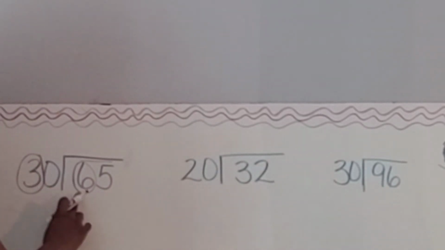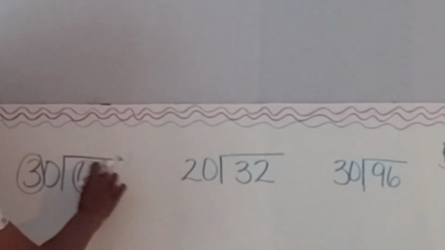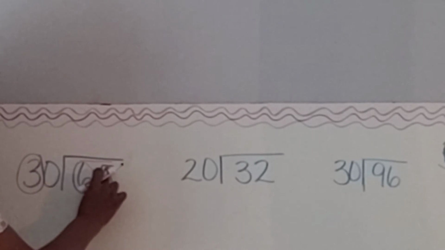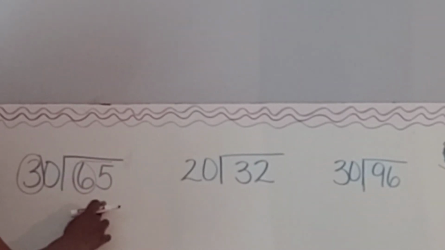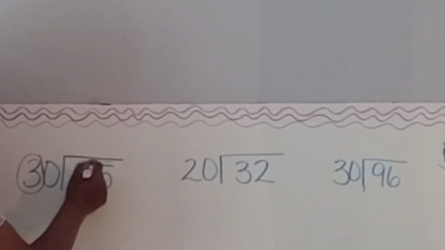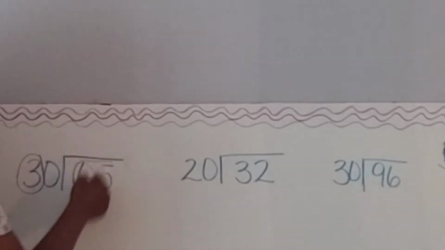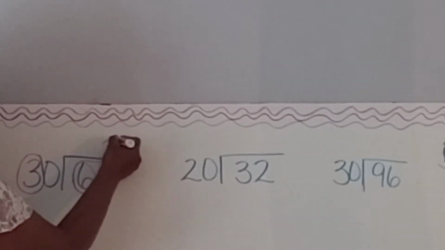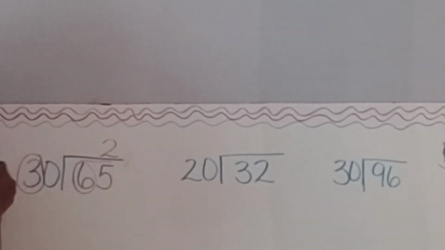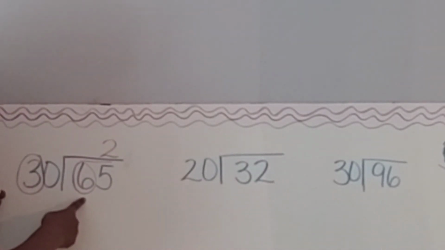Well, because we have to go into both, this is why we drew the line over top. And some of you aren't going to do it because you don't like to do those extra things. But please do it, because then you're going to remember, oh yeah, I had to go into both of these. My quotient needs to go above the 5, not the 6, because there's not 2 30s in 6. There's 2 30s in 65.